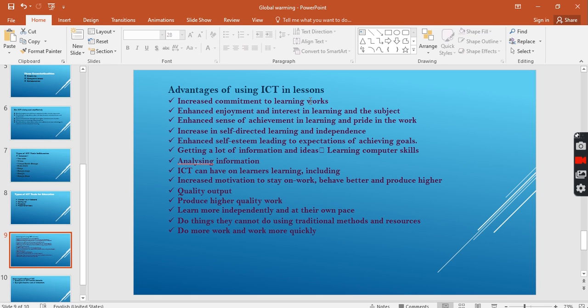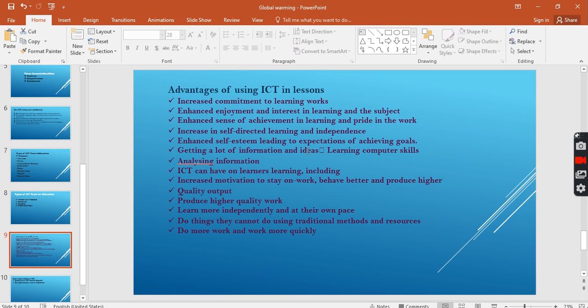Advantages of using ICT in lessons. Some advantages of using ICT in lessons are increased commitment to learning, enhanced enjoyment and interest in learning and the subject, and an increase in self-directed learning and independence.